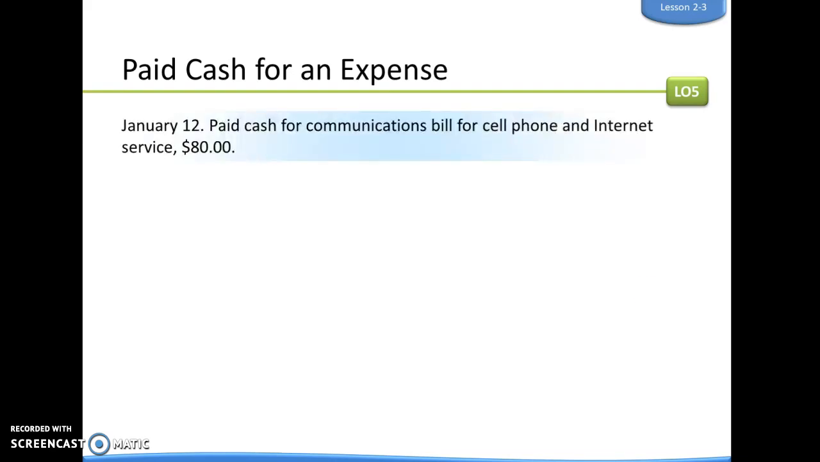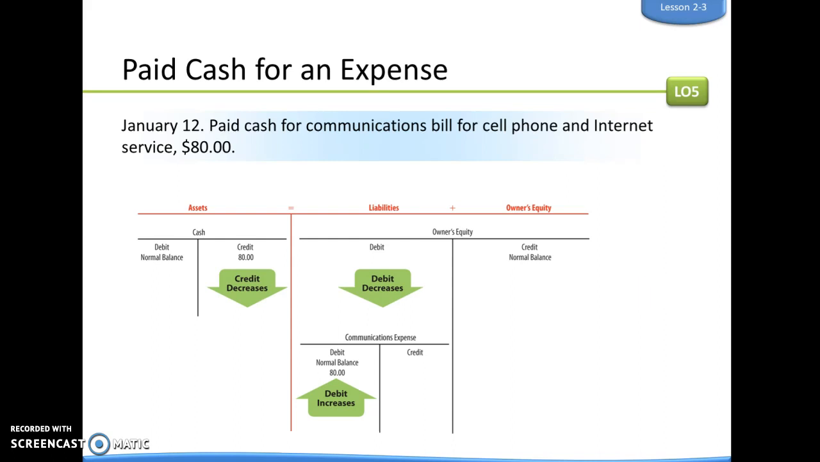All right, paid cash for an expense. January 12th, paid cash for communications bill for cell phone and internet service, $80. Okay, so here's that expense. Now, this is where it's different a little bit, because they want the expenses to have their own accounts. They could just put them all into owner's equity as expenses, but they want to keep them all separate and keep that from being so large.